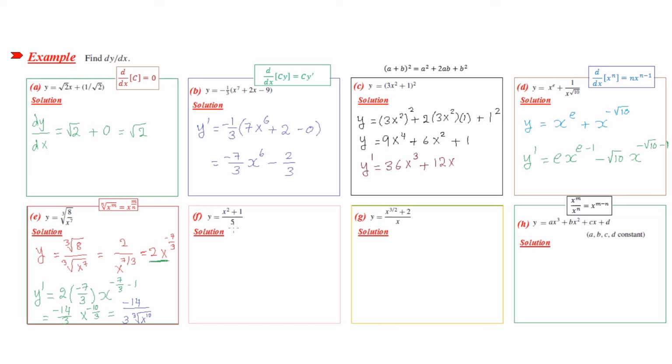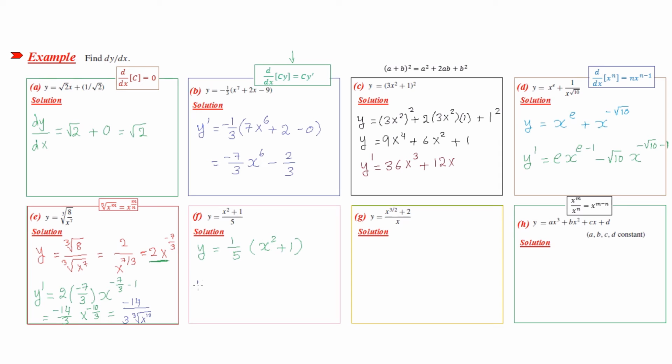Now on part F, we have y equals x squared plus 1 divided by 5. Divide by 5, you can rewrite it as multiply by 1 over 5. So we can simplify to use this formula. The derivative of a constant multiplied by a function equals the constant multiplied by the derivative of the function. So we can simplify y as 1 over 5 multiplied by the function x squared plus 1.